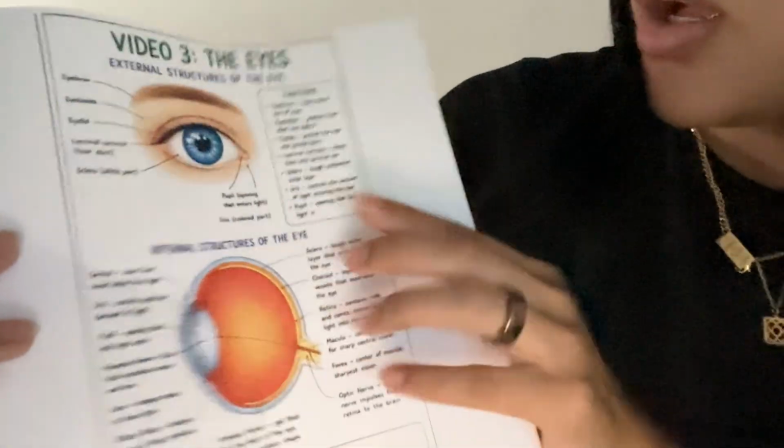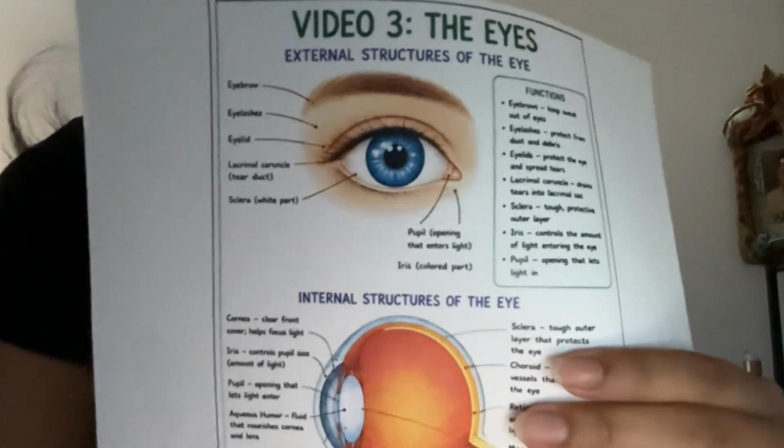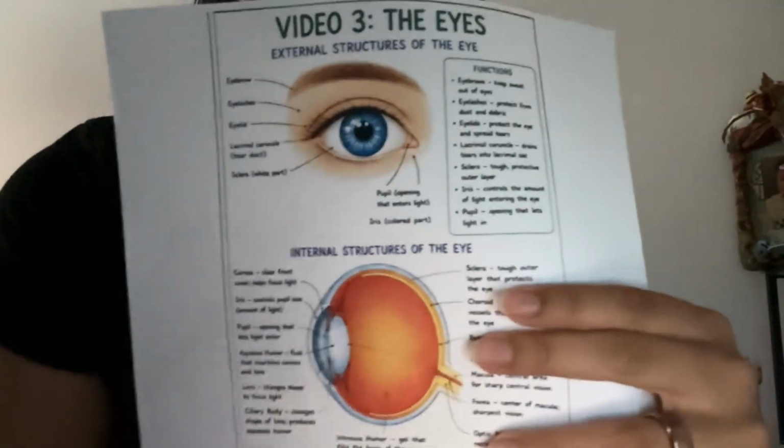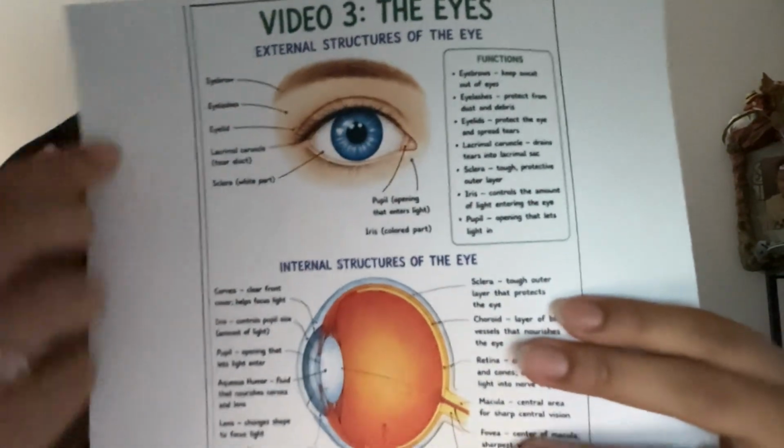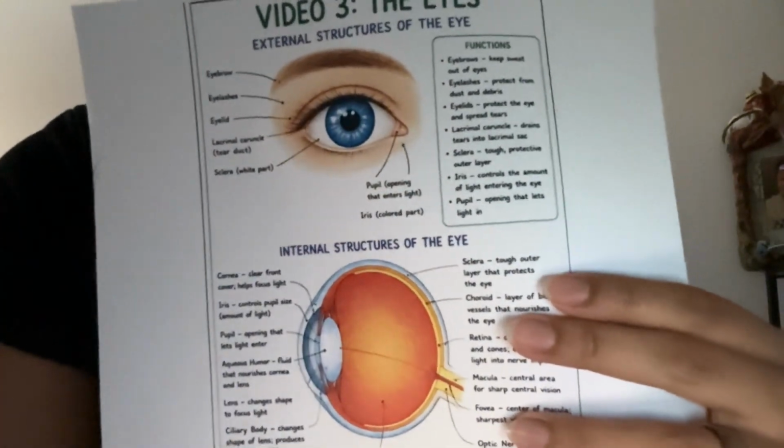We also have the iris, which is right here, which is the colored part of the eye. The iris is what controls the size of the pupil. The pupil is the opening that allows light to enter.